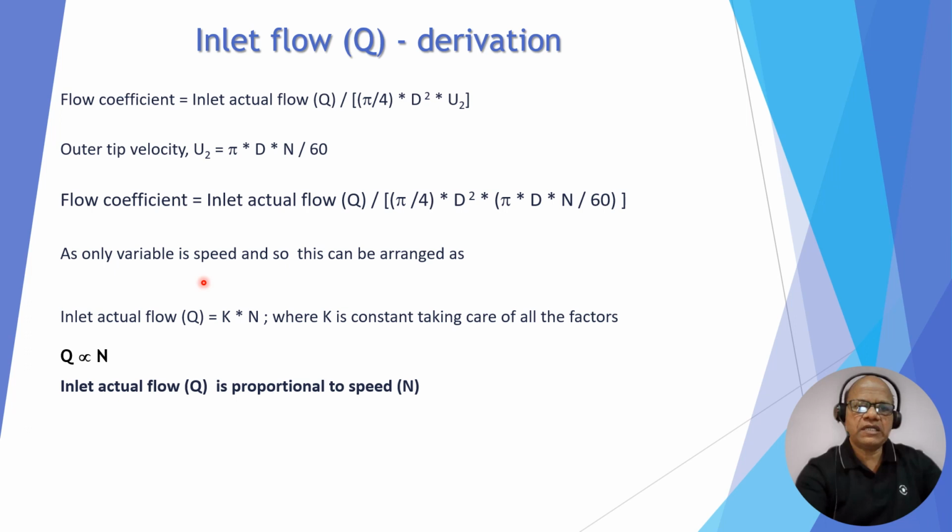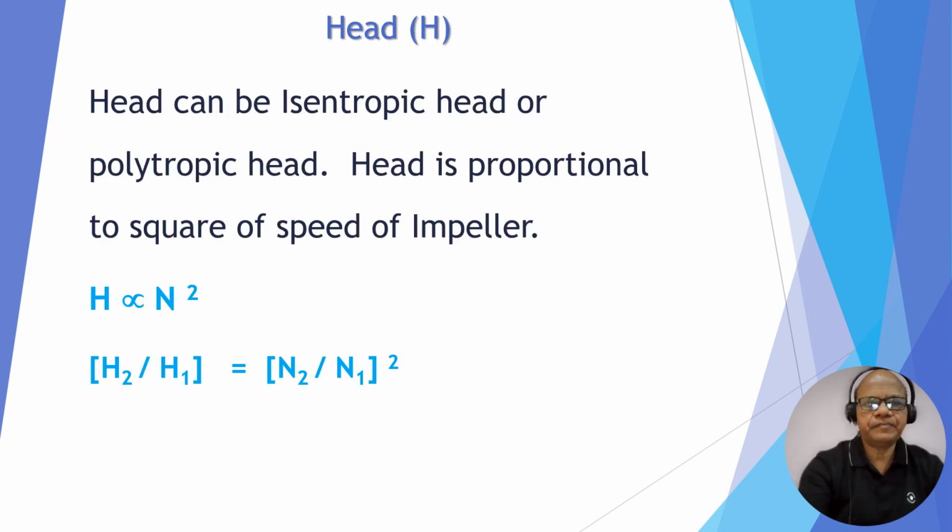So the only variable is speed, so this can be arranged as inlet flow Q is equal to K into N, because all others are constant. So Q is proportional to N. So inlet actual flow Q is proportional to speed N.